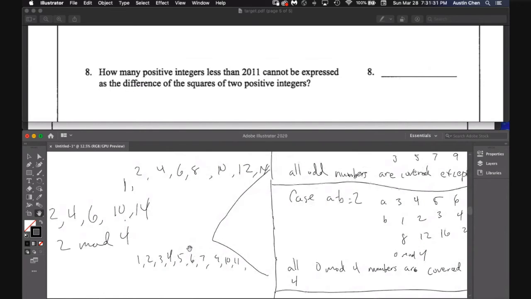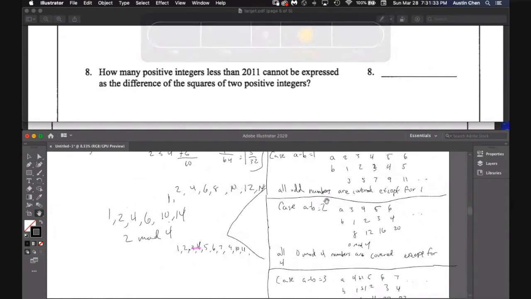And this also makes sense because if we're just looking at all odd numbers and all 0 mod 4 numbers, and we want a number to not be in both of these, then it has to be 2 mod 4, right? Because it had to be even from this, but even numbers are either 0 mod 4 or 2 mod 4. So because it can't be 0 mod 4, then it has to be always 2 mod 4.